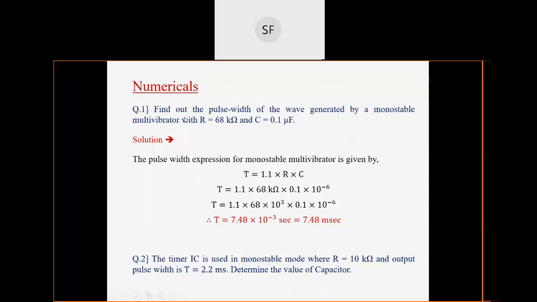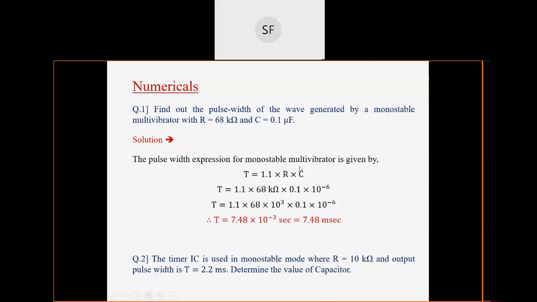So question number one is: find out the pulse width of the wave generated by a monostable multivibrator, with resistance value given as 68 kilo ohm and capacitor given as 0.1 microfarad. Now the most important thing is you should understand the question, that what has been asked. They have asked the pulse width of the monostable multivibrator. So there is no need to confuse, because in monostable multivibrator there is only one expression you need to remember, that is of pulse width.